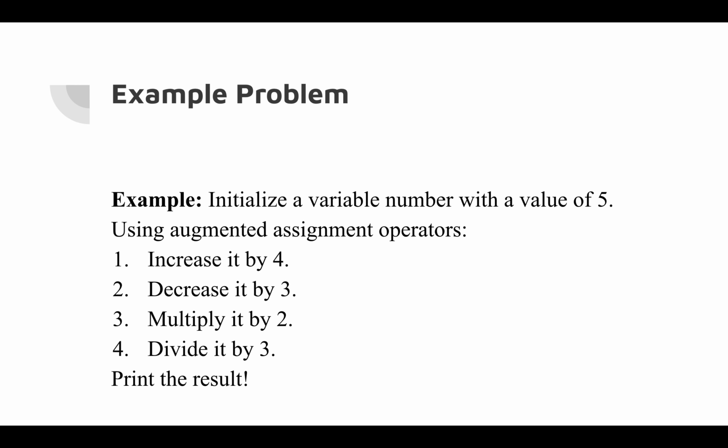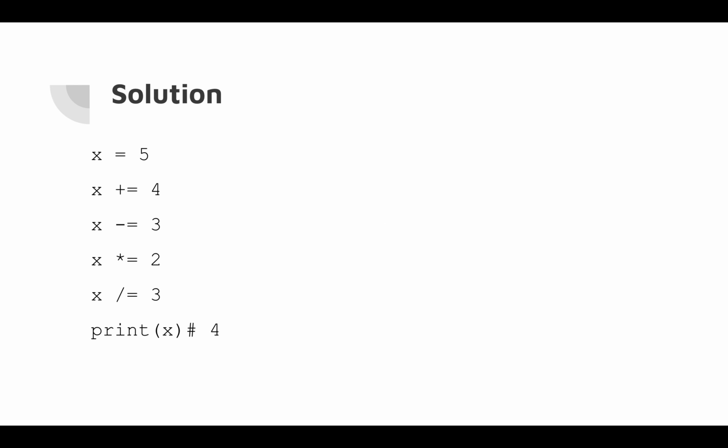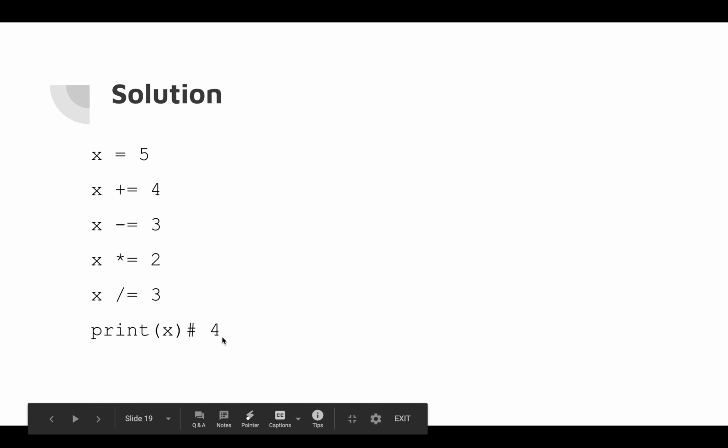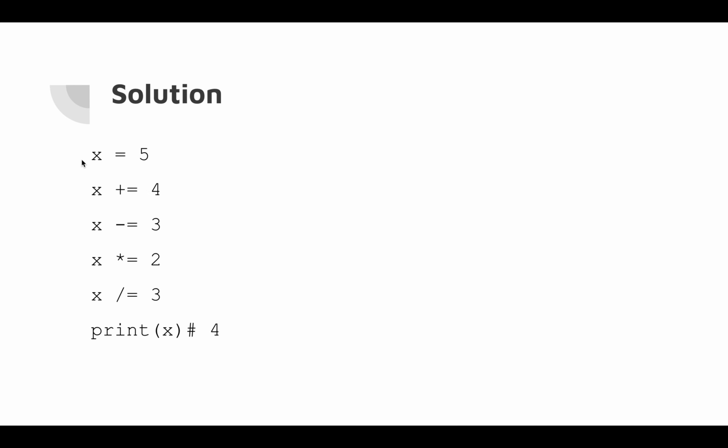All right. Now I'll start discussing the solution for this problem. You'll notice that we first assigned a value of 5, and afterwards we add 4 and then subtract 3, multiply that by 2, and afterwards divide that ultimately by 3. The value printed should be 4, because if we follow the operations, 5 plus 4 is equal to 9. After this operation, x is equal to 9, we subtract 3, x is equal to 6, multiply by 2 is equal to 12, and then 12 divided by 3 is 4.